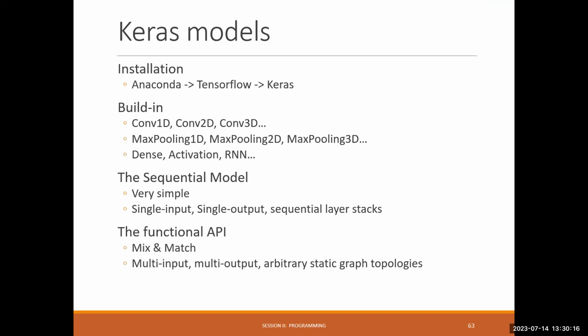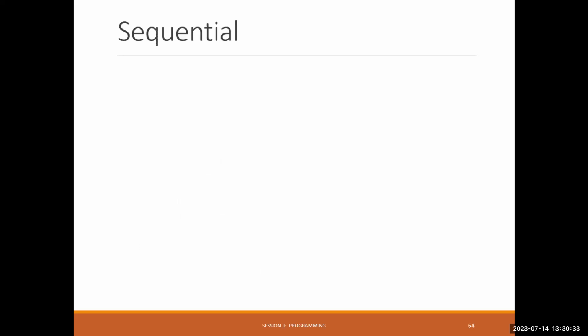We're going to see some examples of the built-in functions that are included there, and the two models that can be used to define a neural network: the sequential model, which is simple but sort of restricted, and the functional, which is more generic and potentially more difficult, not necessarily.